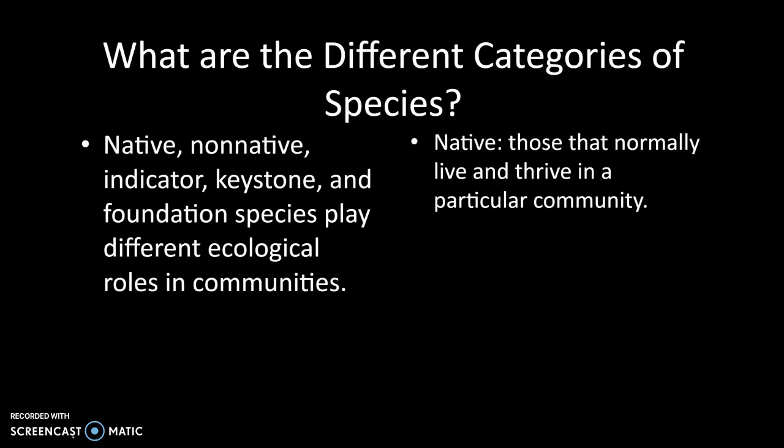So this is just different ways of categorizing species. There's a couple different ways you can do it, but these are just a couple examples. Native, non-native, indicator. We'll go through these as we're going through the presentation. Native, just to look at the one they're pointing out here, is something that is naturally found in a particular location. So it's always kind of been there.